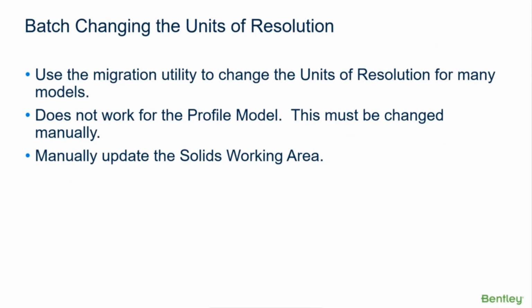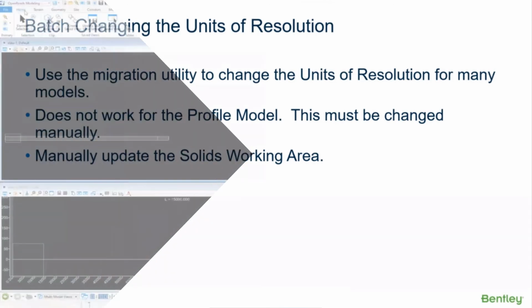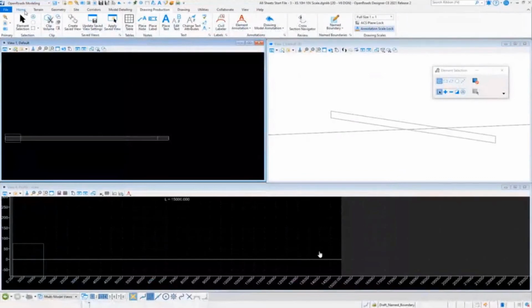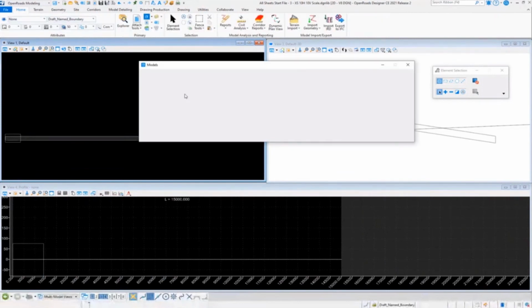So batch changing the units of resolution, I just mentioned it. Again, if you're using the migration utility, it's called scale models, to do that, it will not get the profile model. And so also you're going to have to manually update the solids working area to 10 yourself. So we kind of talked about that already. Not going to go into that video because we just showed it in the last one. You can watch it in the PowerPoint if you want, just because we're getting tight on time.